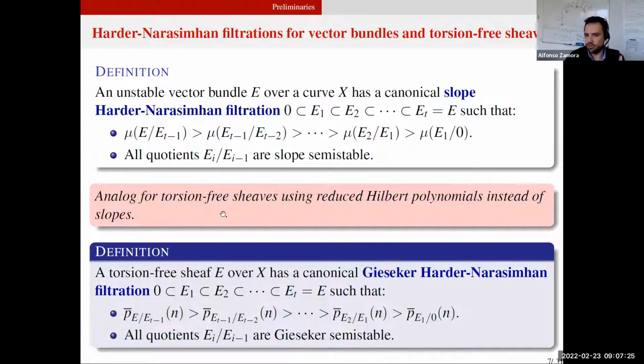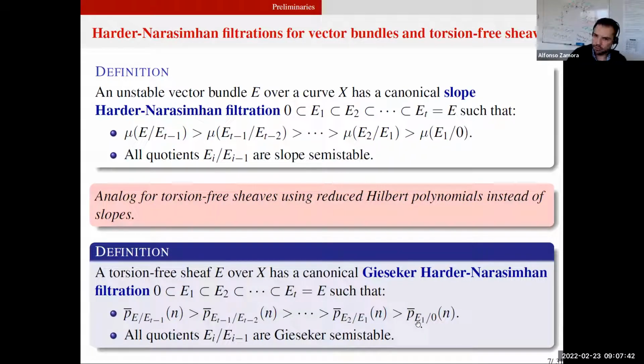There's an analog for torsion-free sheaves using reduced Hilbert polynomials, which is encoded in this second definition. So a torsion-free sheaf has a unique canonical Gieseker-Harder-Narasimhan filtration, verifying the same condition, but for the reduced Hilbert polynomials.